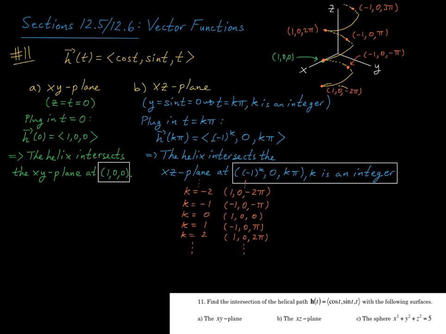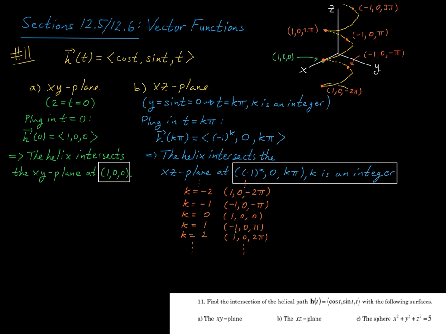Now the cosine of k pi is going to give you either a 1 or a negative 1, depending on whether the integer k is even or odd. It'll be positive 1 if k is even, and negative 1 if k is odd. Now the sine of k pi is 0, which makes perfect sense. That's how we got k pi in the first place. We're looking at points in the xz plane, so the y coordinate is 0 at all those points. And then the z coordinate is just given by k pi.